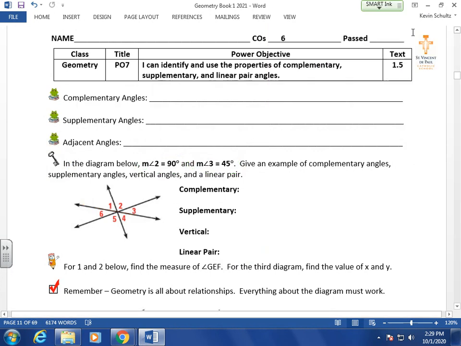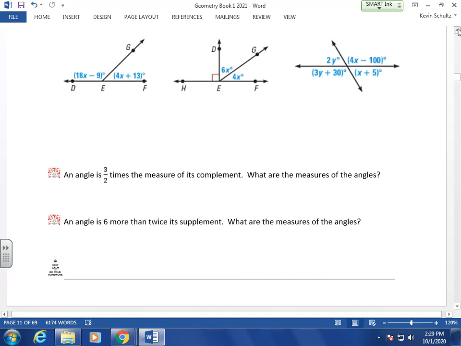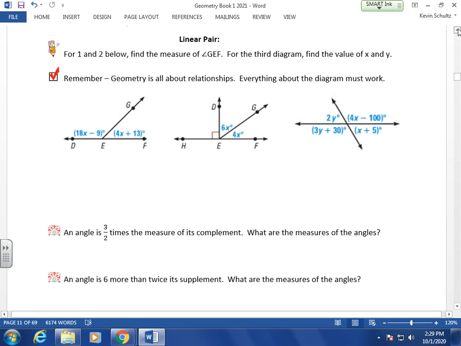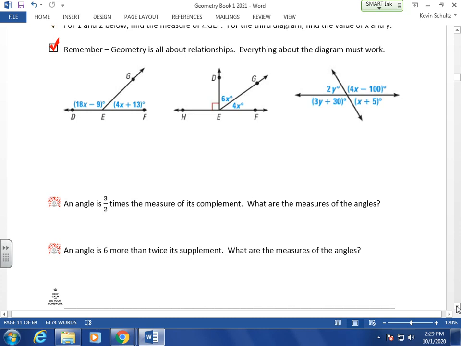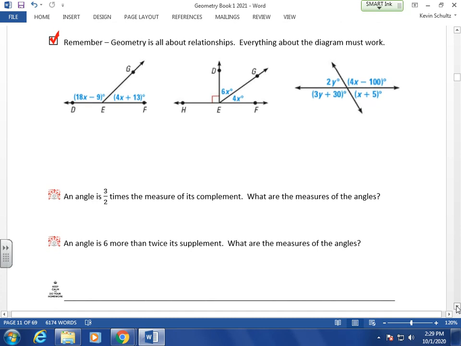Moving on down the page. Now that we've learned more and more about angle relationships, we really get to practice with some more complex diagrams and complex algebra here.